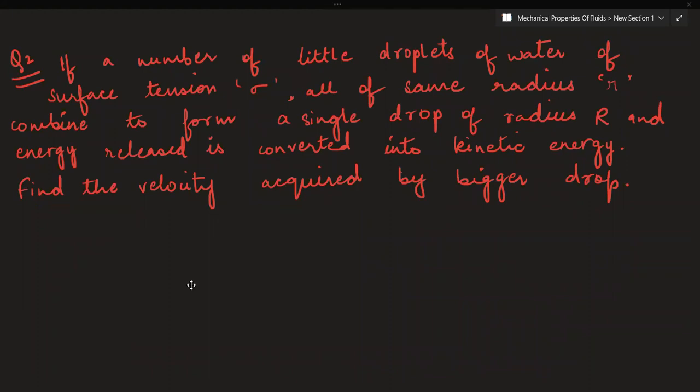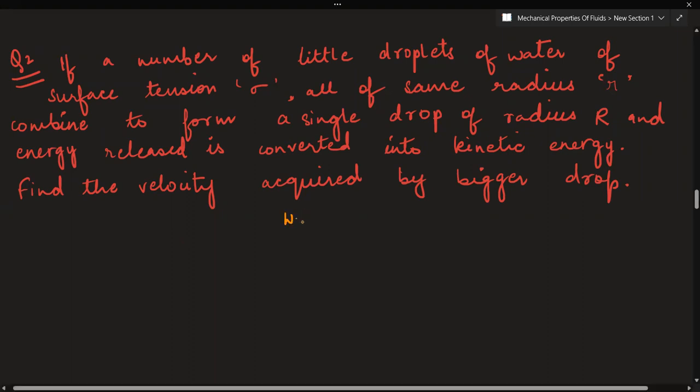Try another concept question based on this concept only. You have to find out the velocity acquired by the bigger drop. I'll give you a hint. Do one thing. Find out the work done the way we have been doing. Then equate it with kinetic energy. And since kinetic energy is given by half mv square, you can find out velocity from there. Equate work done with kinetic energy. From here you will be getting velocity. Just try this question.